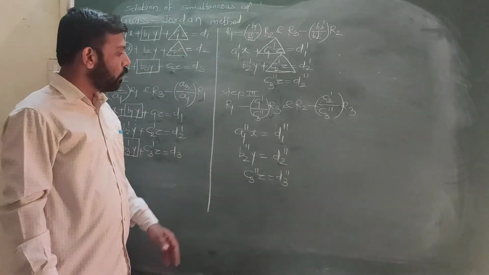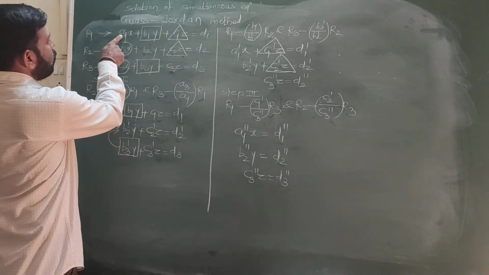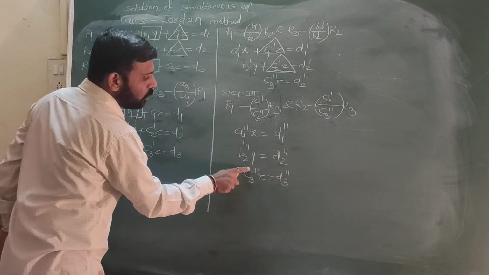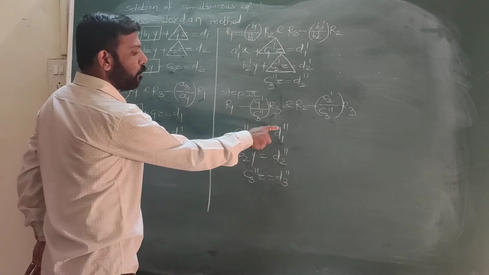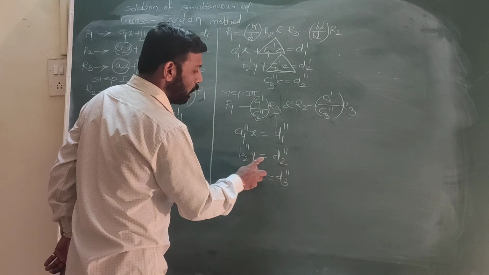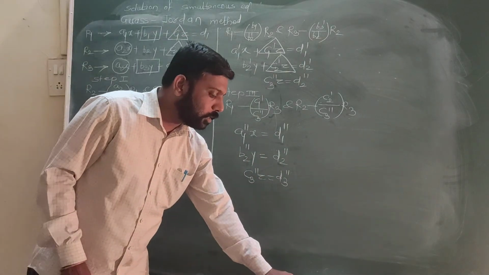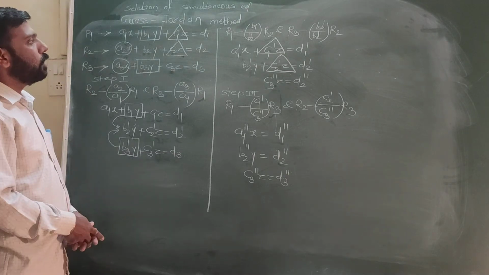So we got the diagonal matrix here. In this system of equations, only the diagonal elements remain with new coefficients and new constants. So this gives us directly the value of x, the value of y and the value of z. So this is the Gauss-Jordan method.